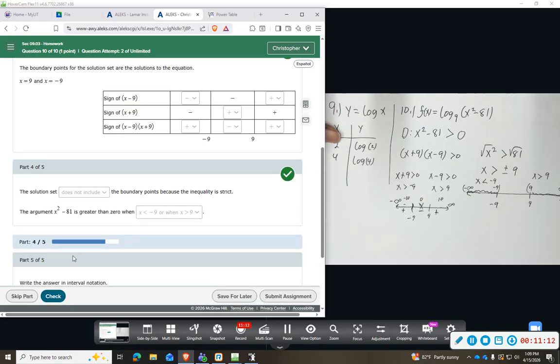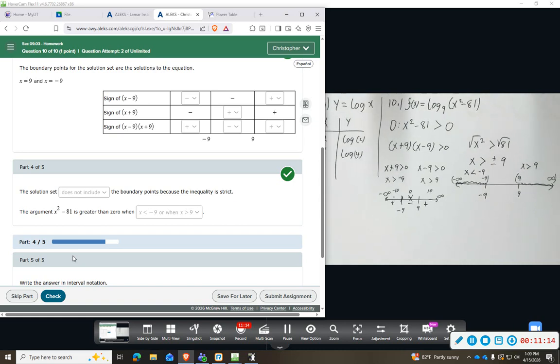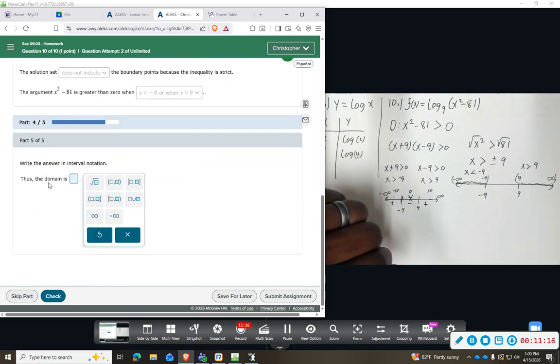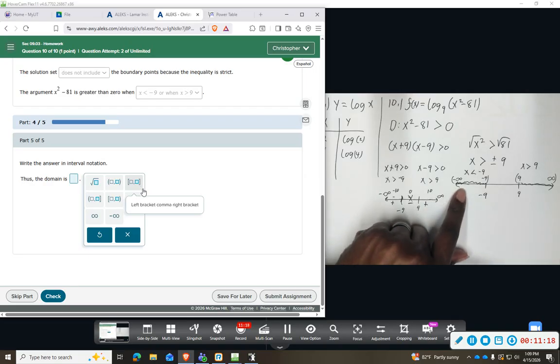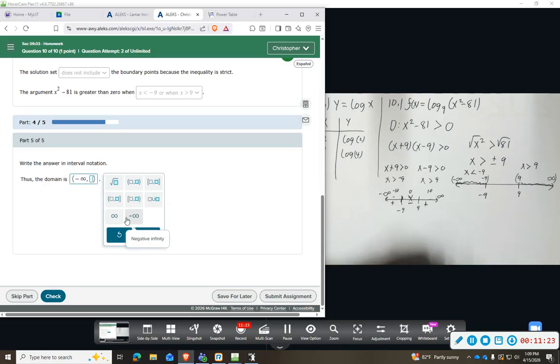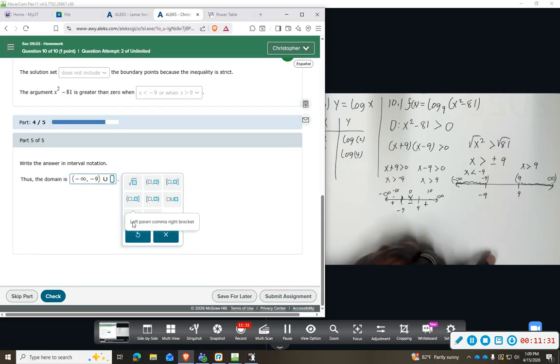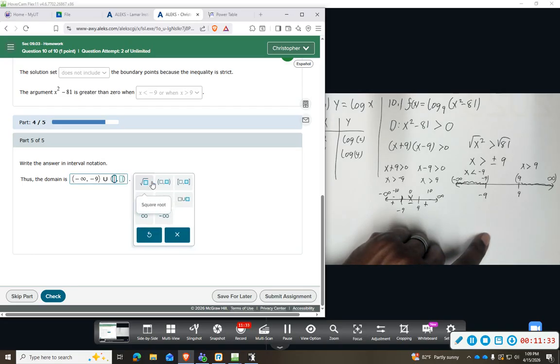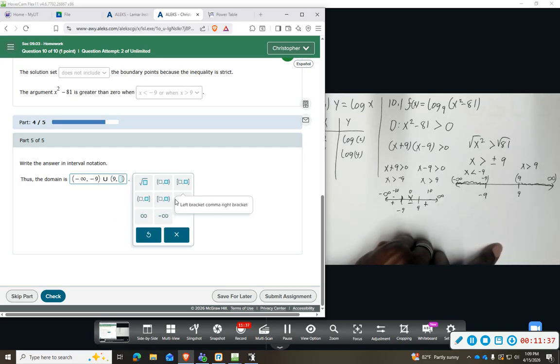And lastly, we're going to put it in interval notation, so it'll be just like this. We'll go from negative infinity to negative 9, and then we'll union, because we have two pieces, positive 9 to positive infinity.